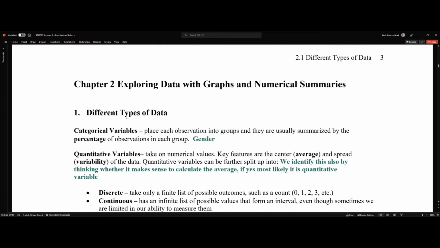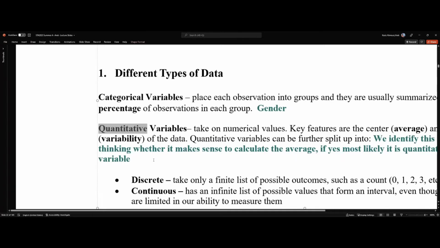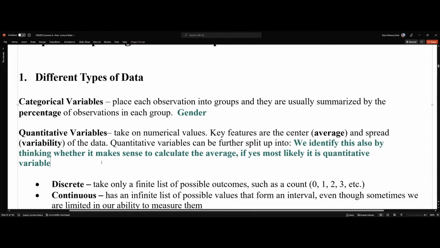So today we'll talk about the different types of data. The first type of data that we have is categorical variables, in which we place the observation into groups. So the collection of data is divided into groups, and usually they are summarized by percentage of the observation in each group. An example can be the gender or the number of right-handed students compared to the left-handed, etc.